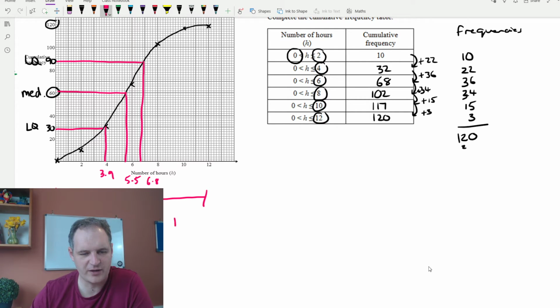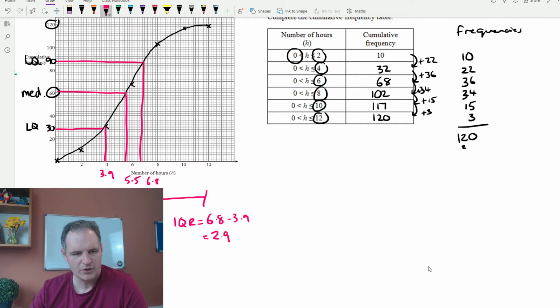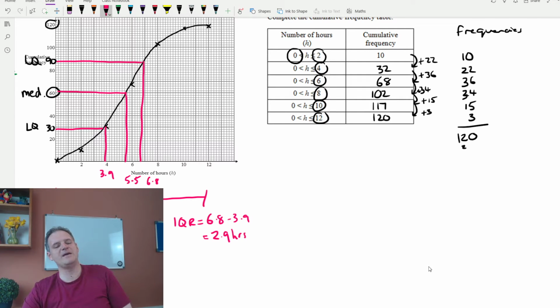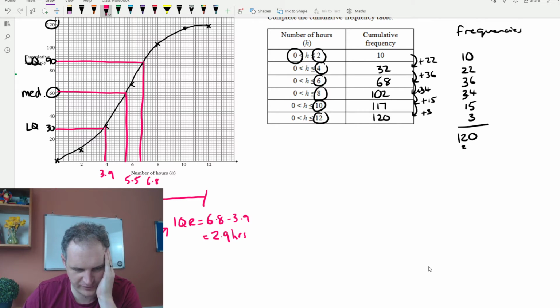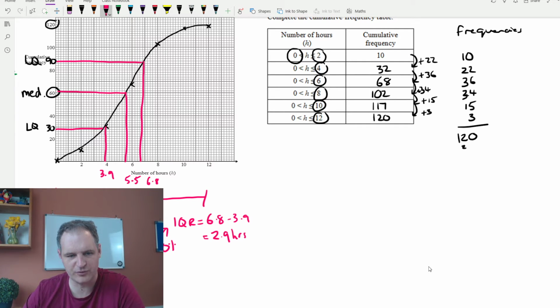And as Abdullah was saying earlier, we can work out the interquartile range by doing 6.8 minus 3.9 is equal to 2.9. So it's 2.9 hours. And remember, that is the middle 50%. The middle 50% is the interquartile range. So the middle 50% is between 2.9 hours between them, whatever the data was about.